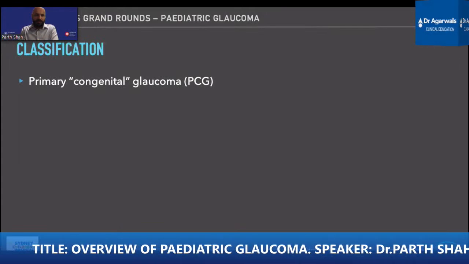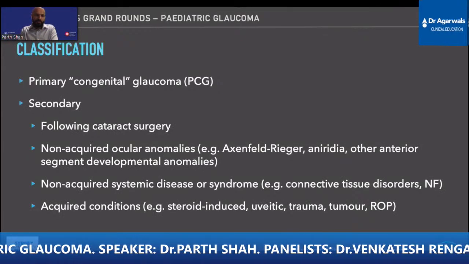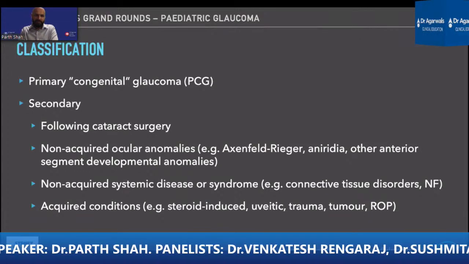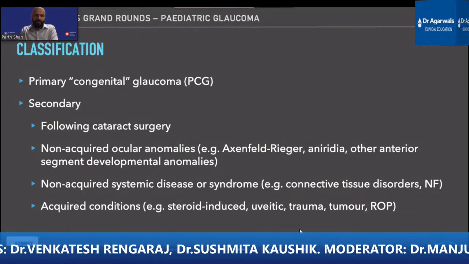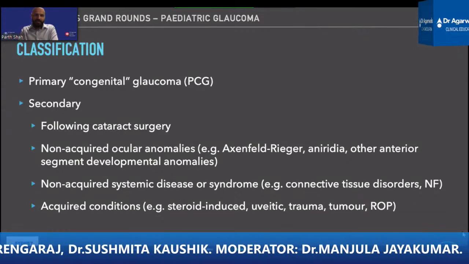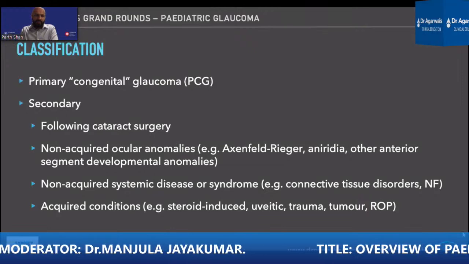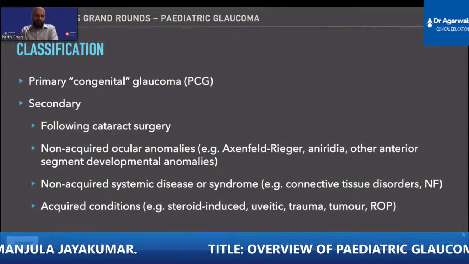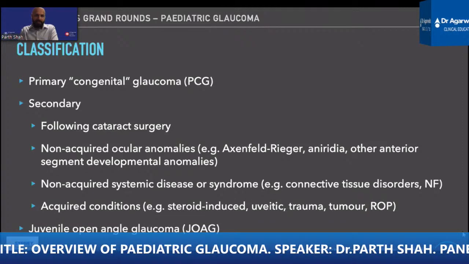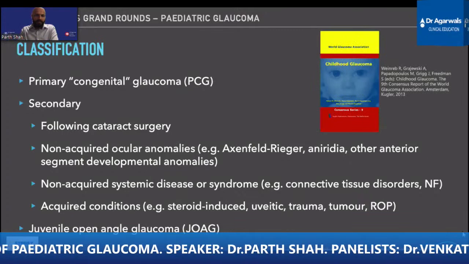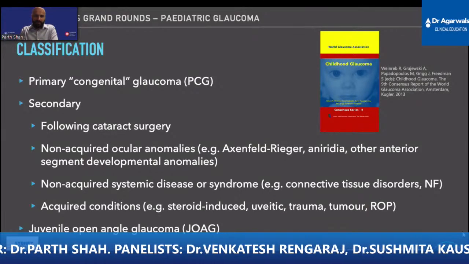The classification system for pediatric glaucoma usually is split up into primary congenital glaucoma and secondary glaucoma. In secondary glaucoma, the most common cause would be following cataract surgery in infancy. There are non-acquired ocular anomalies, which is a significant proportion of what I see in my practice, such as Axenfeld-Rieger syndrome, aniridia, and other anterior segment developmental anomalies. They can be non-acquired systemic disorders, such as neurofibromatosis, as well as acquired conditions such as steroid-induced, uveitic, trauma and tumor. Finally, there's also a different entity called juvenile open-angle glaucoma, which presents in later childhood or early adulthood.